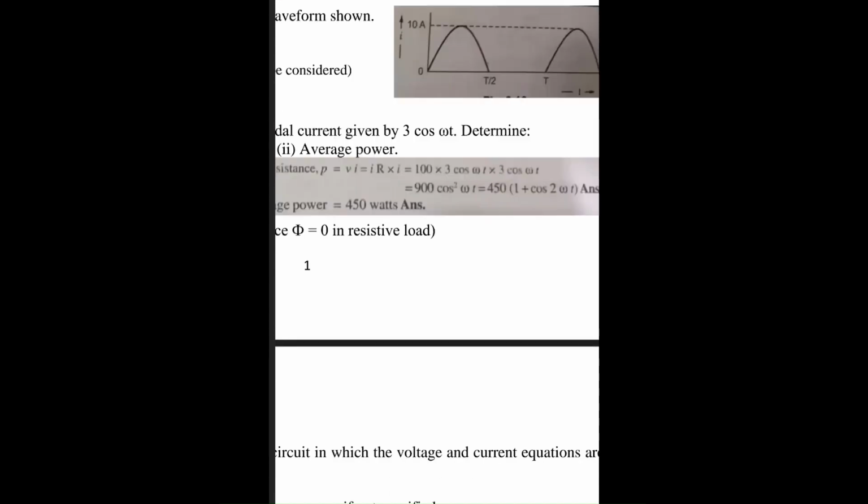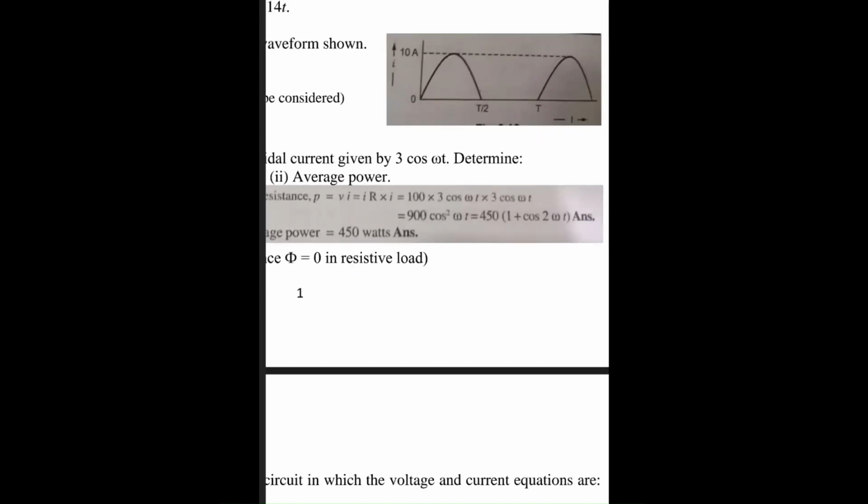Second is what we have derived, the formula for the average power, VI cos phi. Since it is a resistive load, voltage and current are in phase. When they are in phase, the angle between them is 0, so phi is 0 and cos phi becomes 1. So we can neglect this part. Now we are left with V and I.